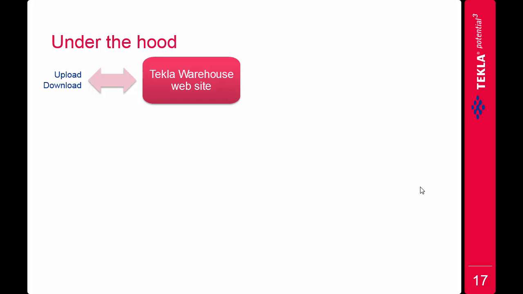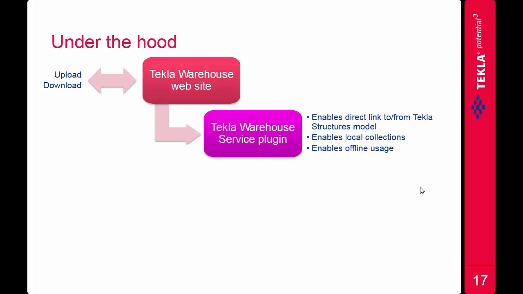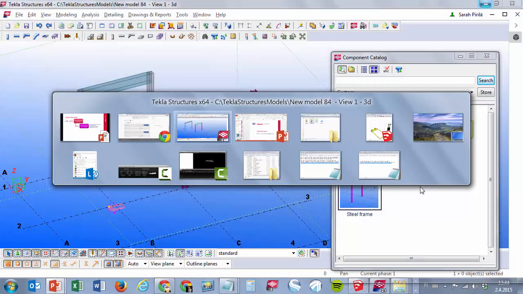With the Tekla Warehouse website, you can upload files and download files like I just showed you. But when you want to connect to a Tekla Structures model, then you need to know that there's a Tekla Warehouse Service plugin that enables this direct link to and from the Tekla Structures model. If you don't have this plugin installed, then this insert into model feature doesn't work, and you also can't upload directly from the model. You can also use local collections, and then you can also use the site in offline mode if you like. I'll just quickly show what that means.